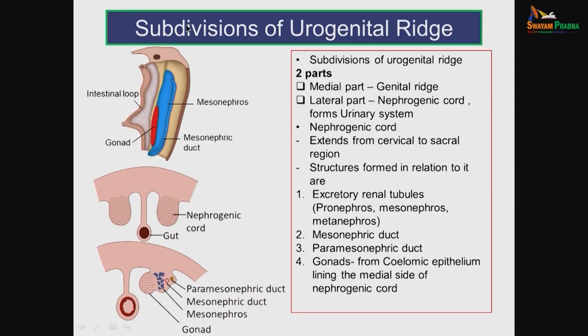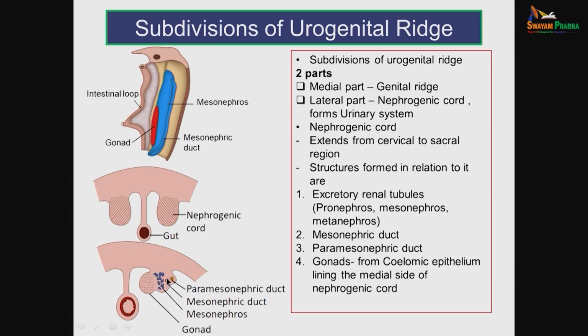This is a section and this is the complete view of the interior of the embryo during development. So, this nephrogenic cord is going to extend from the cervical to the sacral region of the embryo. You see this section, there are some structures formed in relation to the nephrogenic cord. One is the excretory renal tubules. You can see some renal tubules here. These are the excretory renal tubules which are called as pronephros, mesonephros and metanephros. I will be explaining these terms in the next few slides.